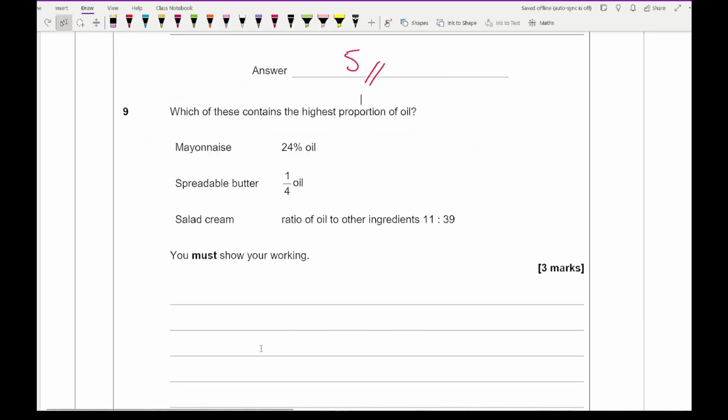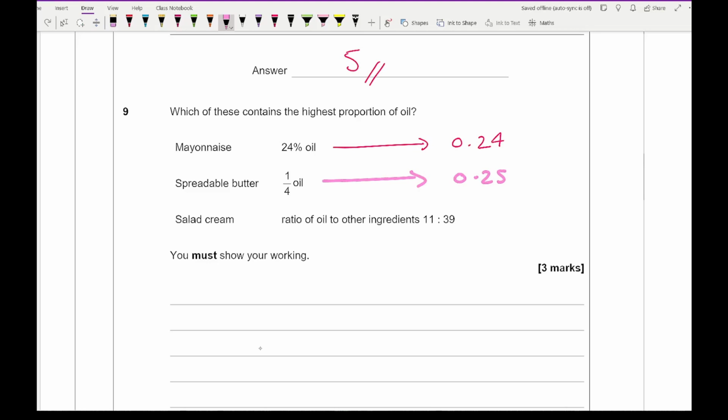Then moving on to question 9, it says which of these contains the highest proportion of oil? So it says mayonnaise, spreadable butter, salad cream, and the ratio of oil to the other ingredients is 11 to 39, and you must show your working out. Now what we want to do is, as you can see, we've got a mixture of percentages, fractions, and a ratio. So looking at mayonnaise, if we convert that into a decimal, we're going to get 0.24. Then for spreadable butter, that's going to be a quarter, which is 0.25.